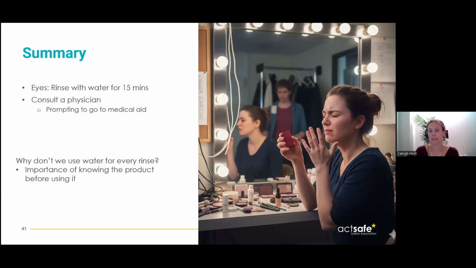And we may think that this is a very standard application for chemical exposure, but I want to talk about an example of why we never want to assume first aid measures. So phenol is a corrosive chemical. This is found in adhesives, resins, paint removers. If it gets in your eyes or on your skin, your first thought might be, okay, rinse it with water. But if we had looked at the SDS, it specifically advises a very different approach.